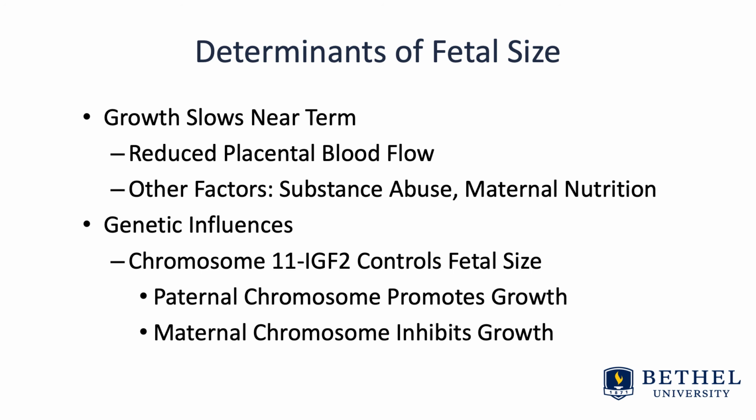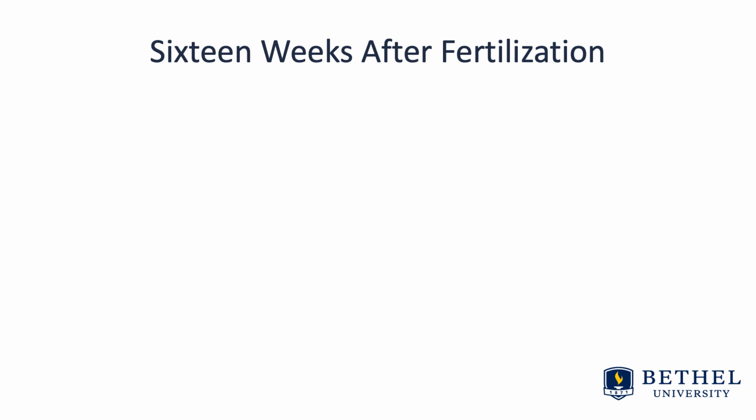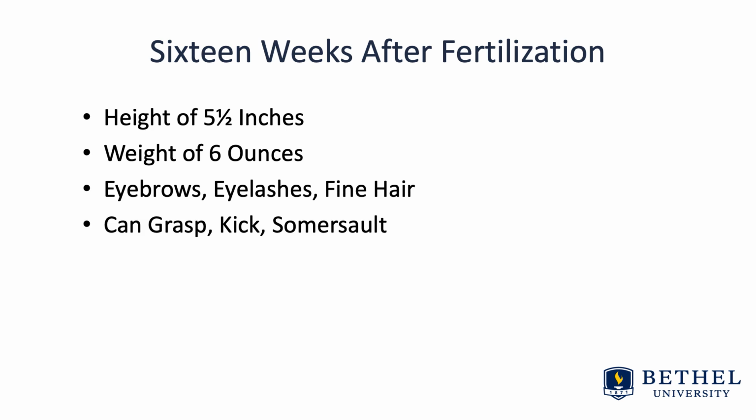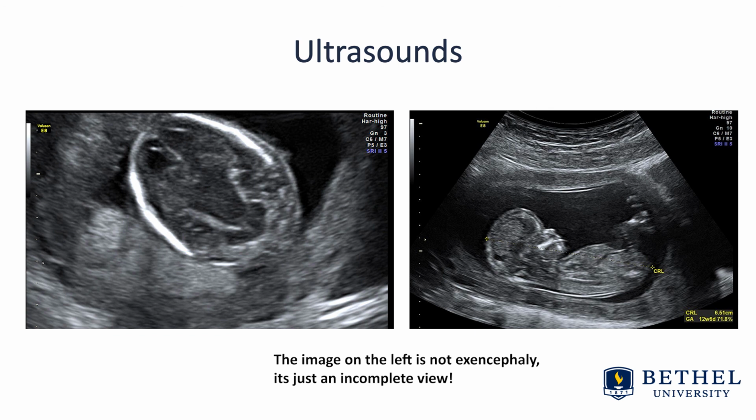16 weeks after fertilization, we're taking a jump, and this is a height of about 5.5 inches, a weight of about 6 ounces. We've got eyebrows, eyelashes, fine hair. This baby can grasp, it can kick, it can somersault. So we're looking on ultrasound, definitely larger and more defined.